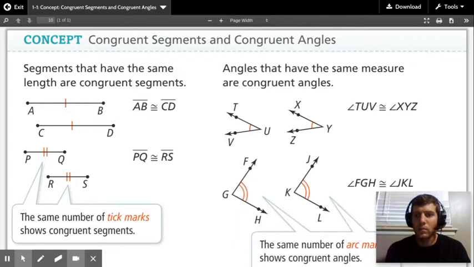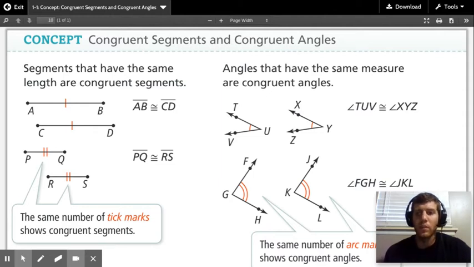Congruent segments and congruent angles is what we need for example 6 here. So we probably should define what congruent means. Congruent means that they have the same measure, right? They're not the same thing, but they have the same measure.